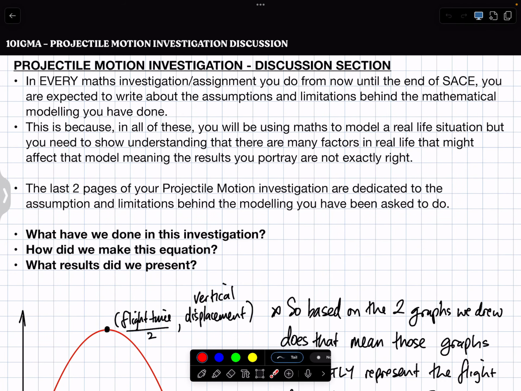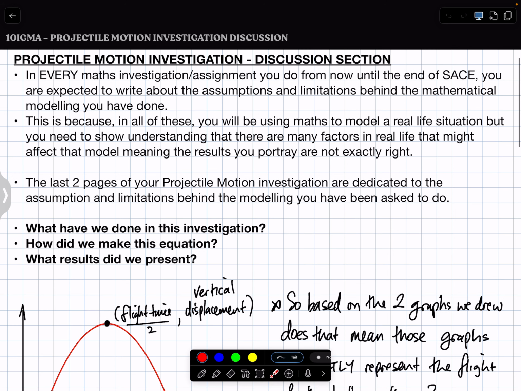Okay, I want to cover the discussion section of your investigation. That's the last 2 pages. Why? Because I'm a senior maths teacher, okay? In SACE, you have to talk about these things called assumptions and limitations. Your teachers last year, no issue with them, but they didn't teach senior maths, so they don't know where it's leading up to. They may have given you a little hint about it, but I want it from the horse's mouth because I teach senior maths.